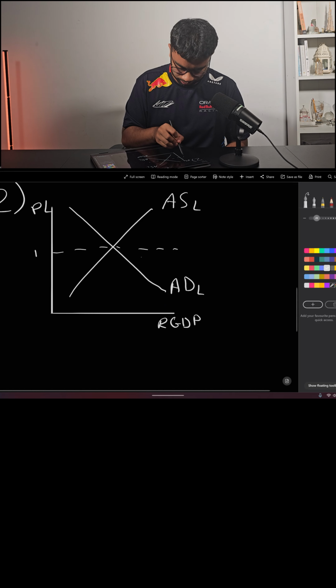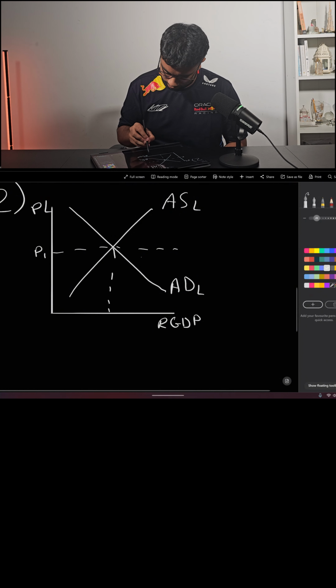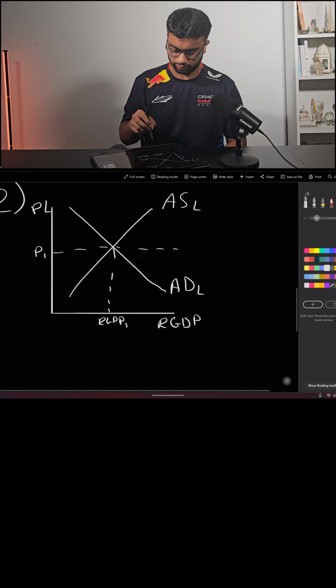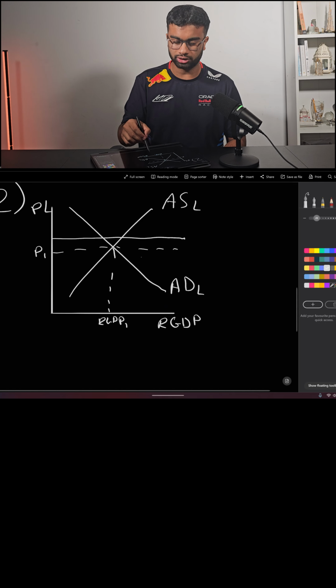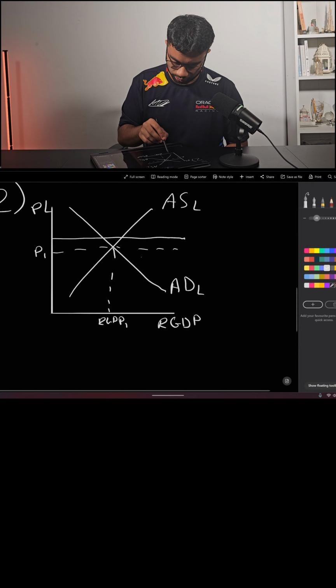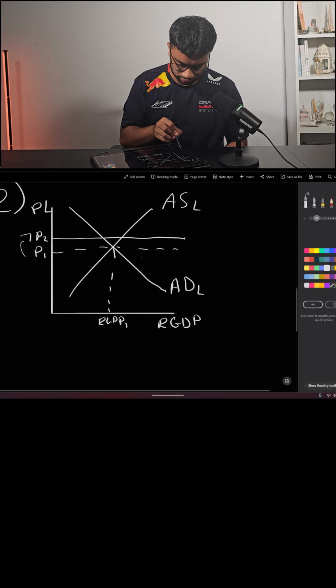So if we call this P1, the equilibrium price, and we call this RGDP1 at the equilibrium, a minimum wage would go above this. So say it would be somewhere around there. And so now that we have our new minimum wage, we'd see that the price given to these workers would be at P2, an increase from P1, and it would go to about this point.